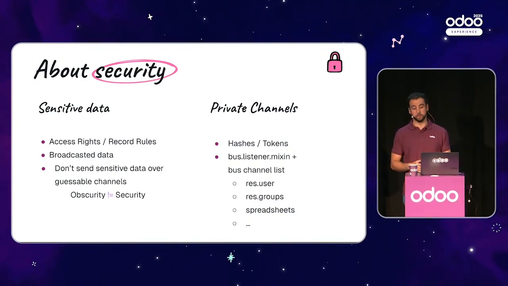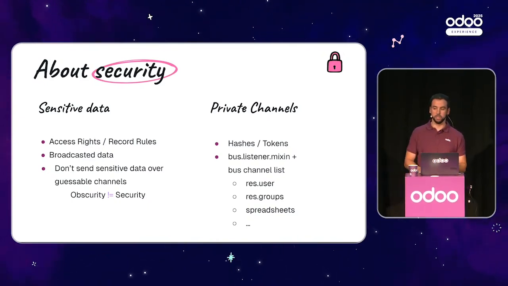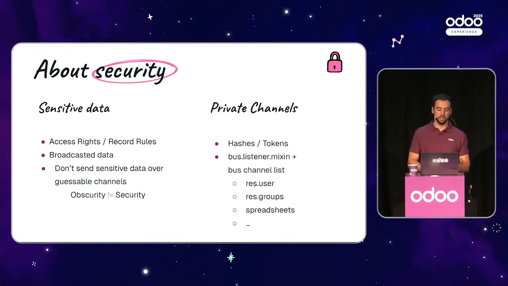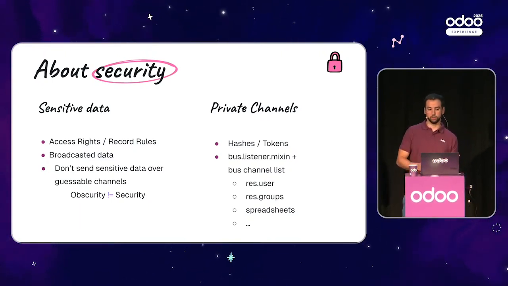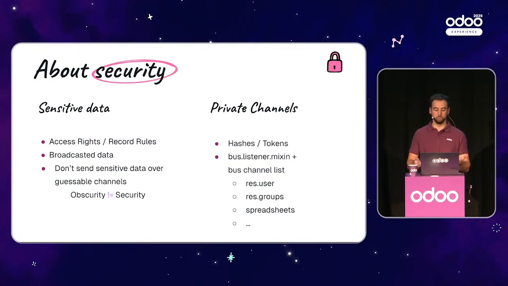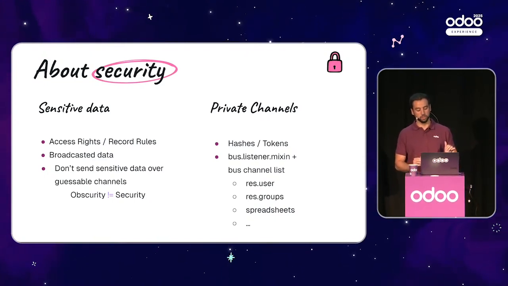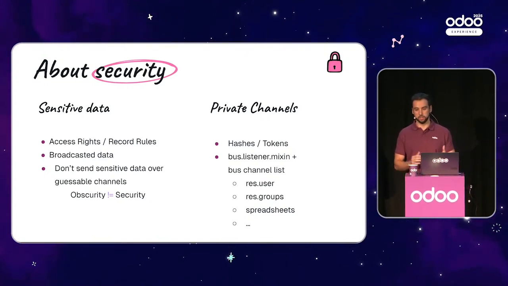But there is an even bigger problem that is actually this channel that we added. Any user that has access to our Odoo instance can request to listen to it. So we have to think about this data that we sent there as broadcasted data. Okay, so we have to be careful with not sending sensitive data over these types of channels.